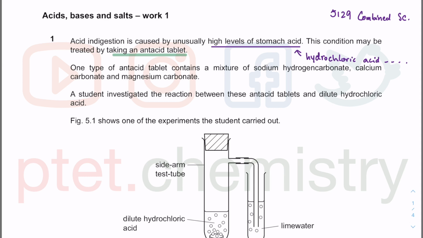So one type of antacid tablet contains a mixture of sodium hydrogen carbonate, calcium carbonate, as well as magnesium carbonate. You might not be very used to this idea of hydrogen carbonate, but you already would have been used to this idea of carbonate. So carbonate, from year 9 chemical formula of ions, there was a table of all these polyatomic ions, things that contain more than one atom.